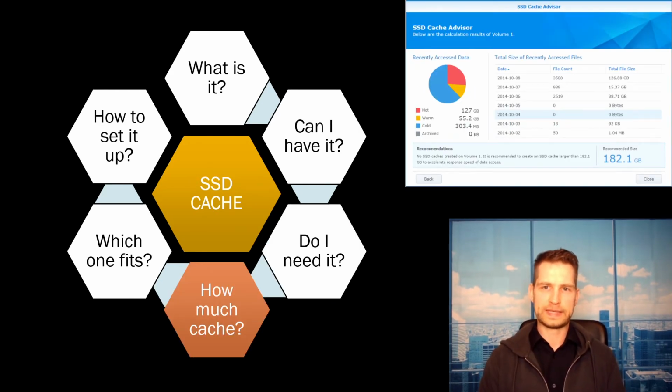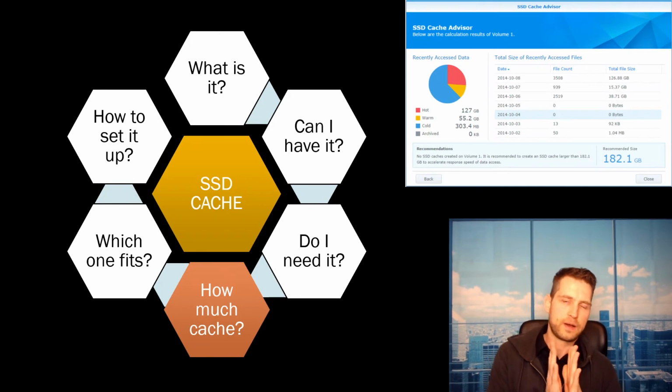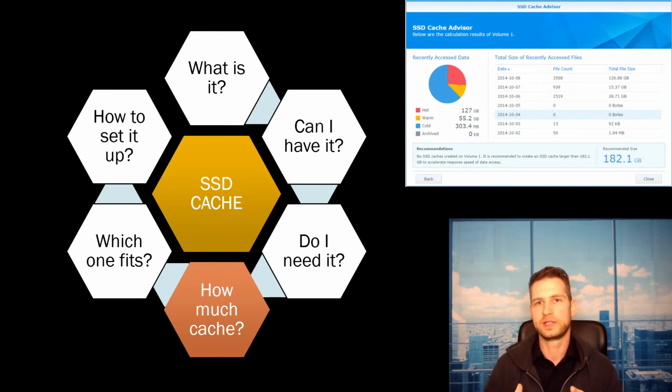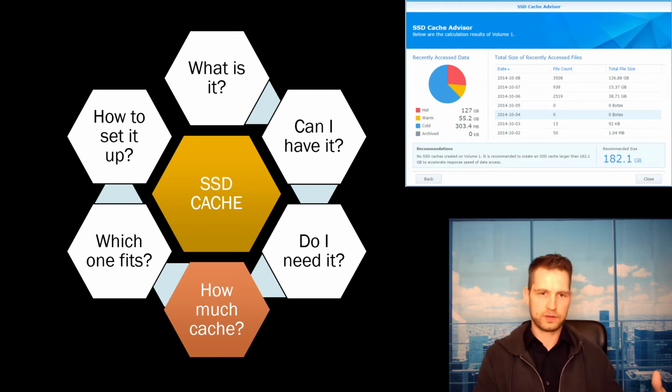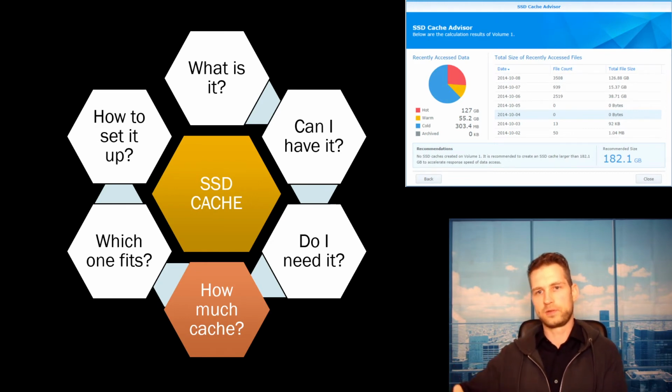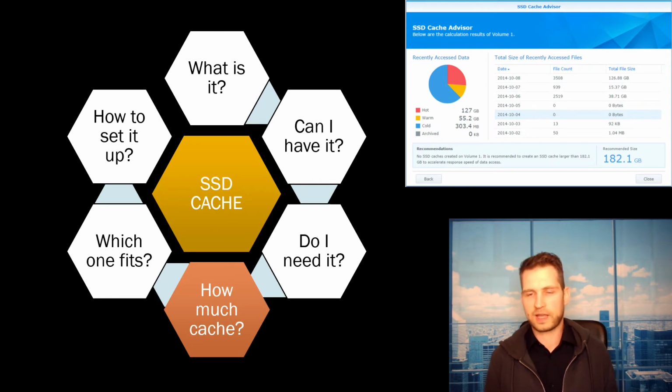How much cache do I need then? That's a question. If you don't know how much cache you need, and you just got a NAS, or you're planning to buy a NAS, then maybe get a NAS first and use the SSD Cache Advisor app, which is going to look at the way you are accessing data, and it's going to calculate how much data you're actually pushing forwards and backwards. So it's going to tell you exactly whether you need 200 gigabytes of cache or 500 gigabytes of cache, based on your use case.